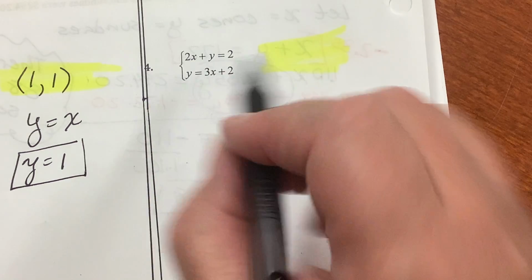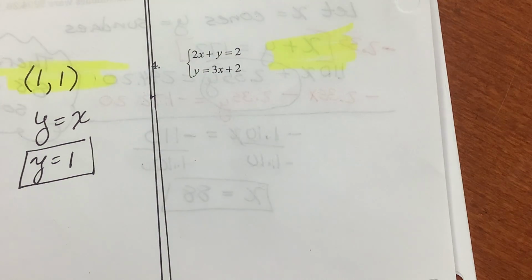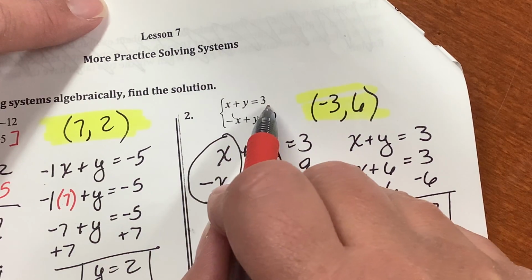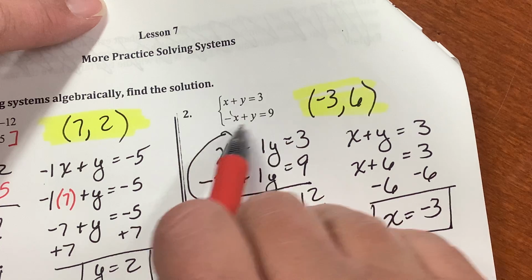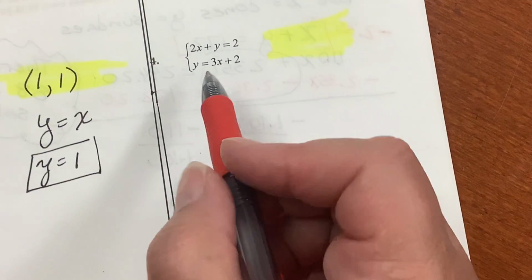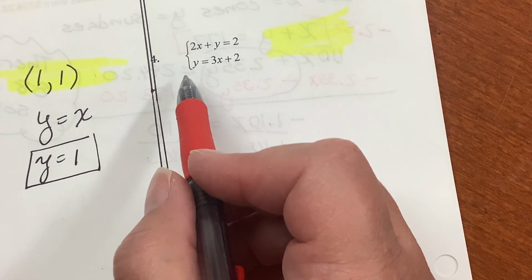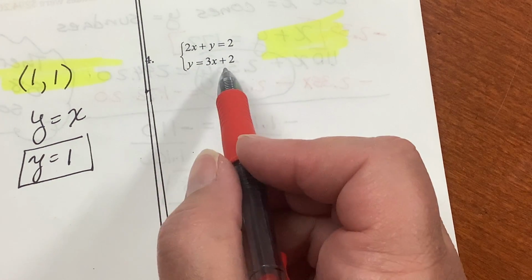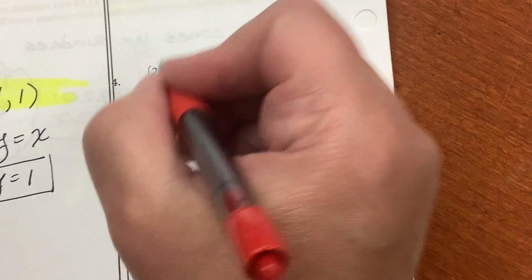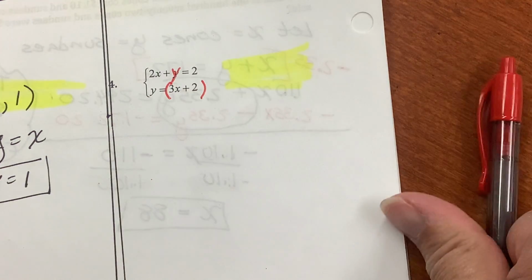Last one on this page. So what am I going to do here? This is a substitution because they're not in the same order. That's how you know it's going to be substitution. I mean, look up here. X, y, number. X, y, number. That's called standard form. Now down here, this is in standard form, x plus y equals 2. But this is in slope-intercept form, y equals mx plus b. And when that happens, it's almost inevitably going to be a substitution.